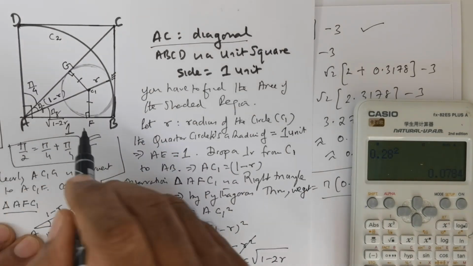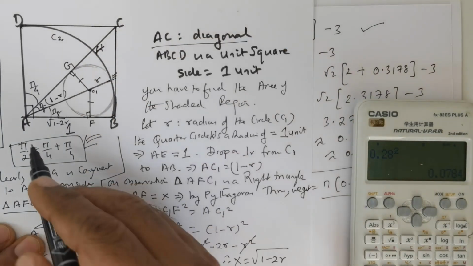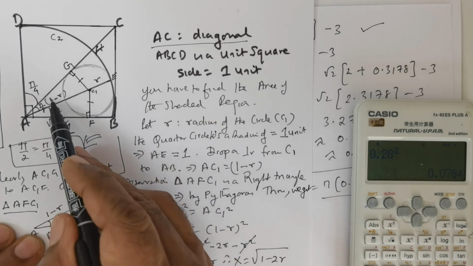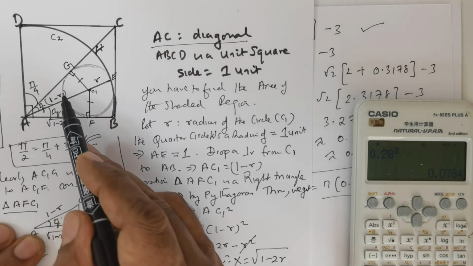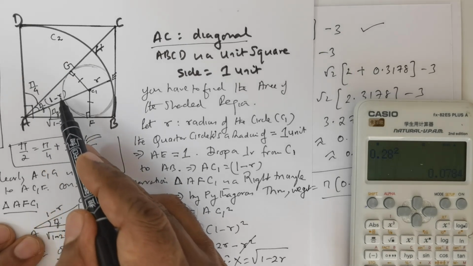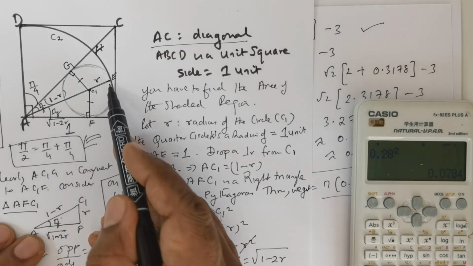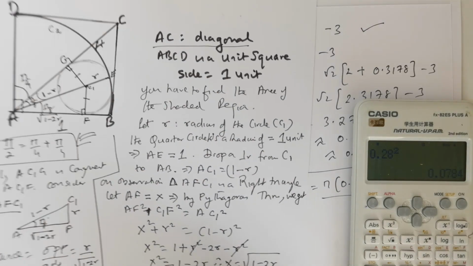Now I'm going to take it as A, B, C, D, E, F, G, H. So I want to calculate this area of this sector. Now, as I mentioned to you, this is the diagonal. The diagonal is splitting the square into two parts. So pi over 4 and pi over 4. So theta is pi over 4. And we have got the radius. The radius is 1 unit. So we will get the area of the sector.